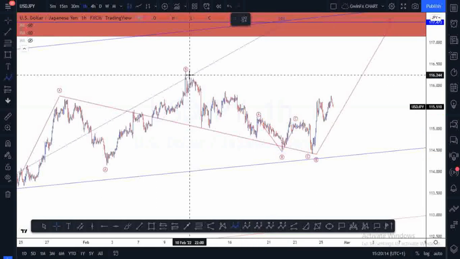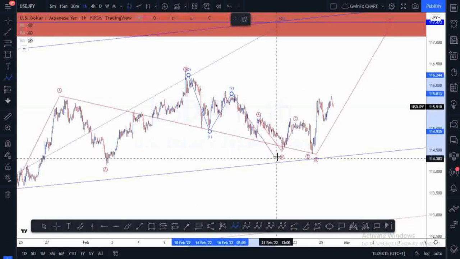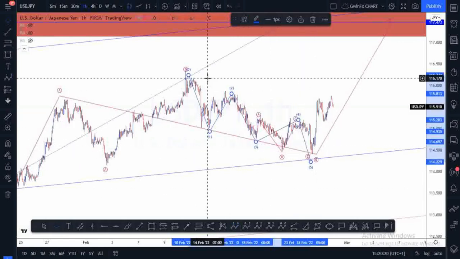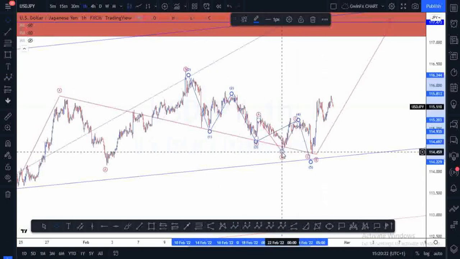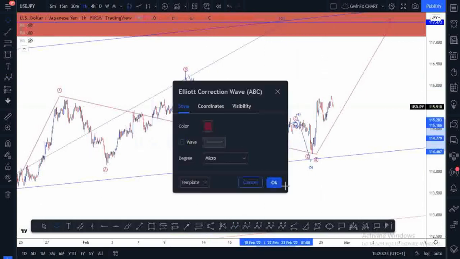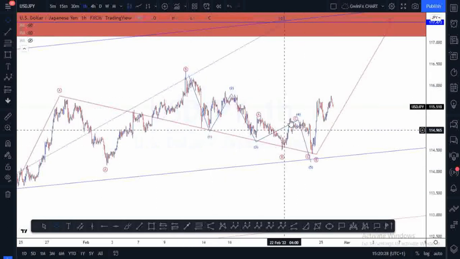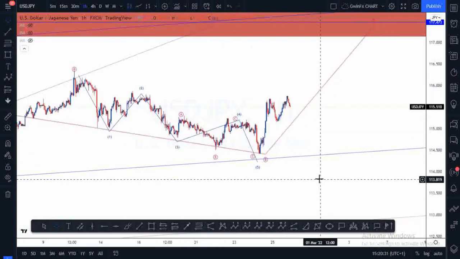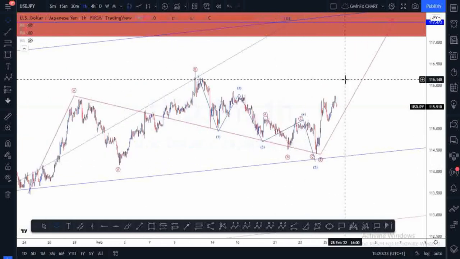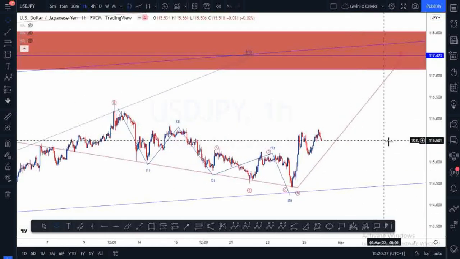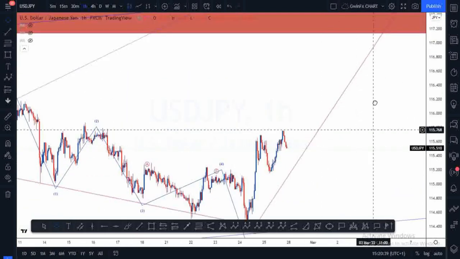So what we have here is impulse 2, we have 3 right here, 4 right here, 5 right here. So that completed the wave to the downside. So we looked at a 1, a 2, a 3, a 4, and a 5 downside. So what we're looking for is the start of a new wave to the upside. I'm looking at the start of a new wave to the upside, and that's what I'm going to be planning for you guys, and I'm also going to be sharing with you back here.